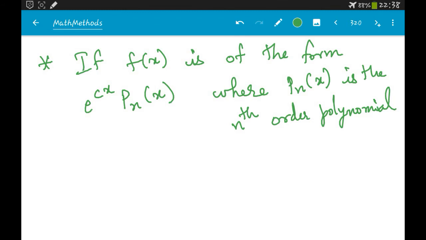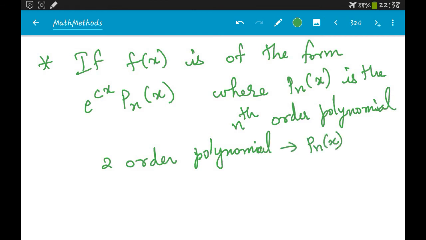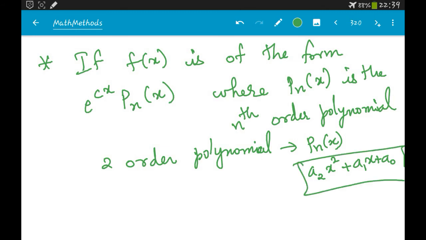So let's see. If it is a 2-order polynomial, then Pn of x will be of the form a2 x square plus a1x plus a0. This is a 2-order polynomial. So nth order polynomial will be of the form an x power n plus an minus 1 x power n minus 1 and so on, up to a0. Alright, so this is an aside.